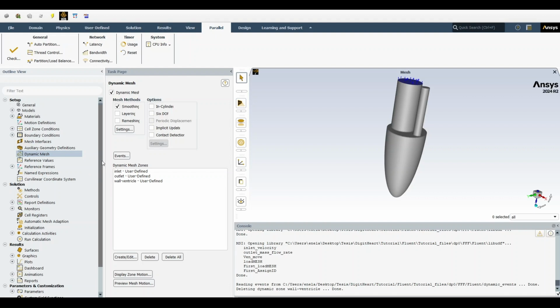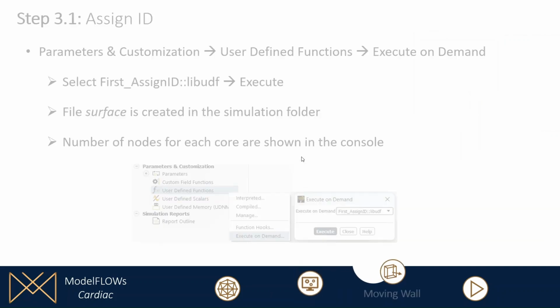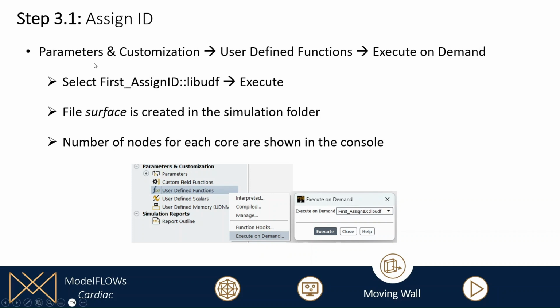So for that, let's go back to the slides and see what are the next steps. As I said, now we're going to compute the wall movement, and for that, we have to first assign the IDs, and for that, we're going to execute the first assign ID user-defined function command. This will create a surface file in our Fluent directory, and also it will tell us the number of nodes for each core that we selected.